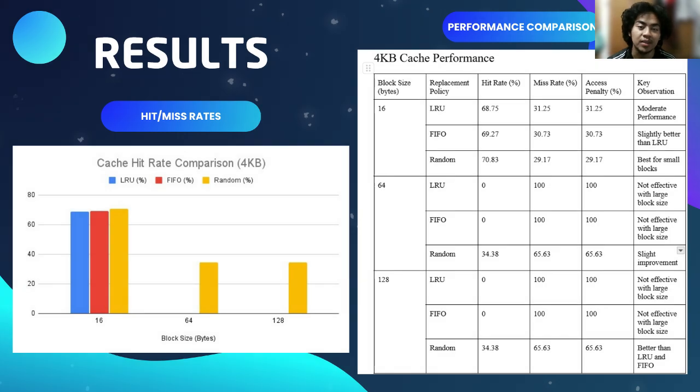Hi there, my name is Matthias and I'll be explaining our cache simulation results. To start things off, in a 4 KB cache simulation, larger block sizes lead to very high miss rates with LRU and FIFO, while the random replacement policy offers only a partial improvement. As for performance comparison, LRU and FIFO completely fail with larger blocks. Random replacement helps but cannot fully compensate.